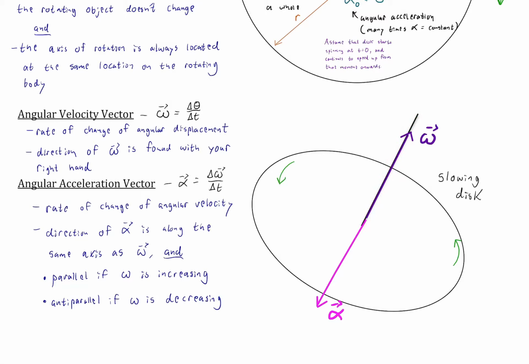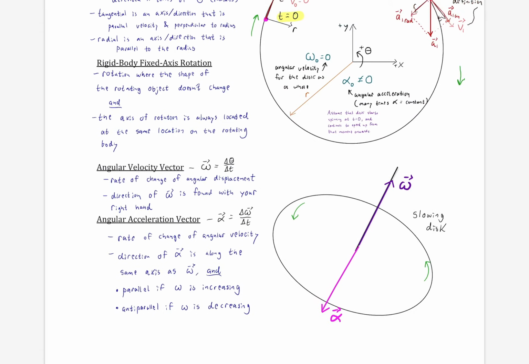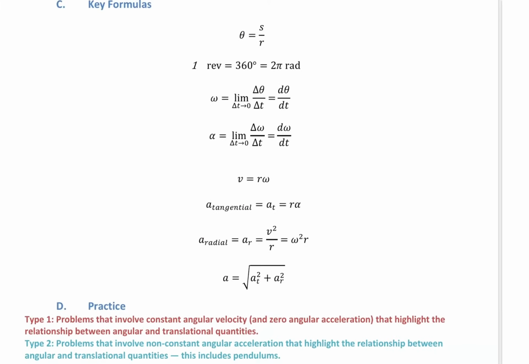Okay? All right. So those are our angular acceleration vectors and how we see them with the right-hand rule and where they point as a general vector, describing the object as a whole. All right. Let's look at our key formulas.